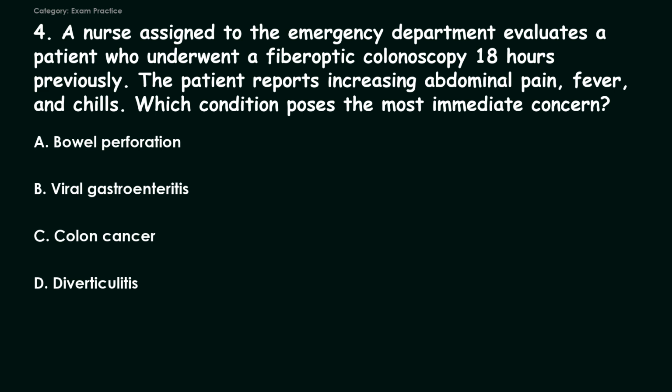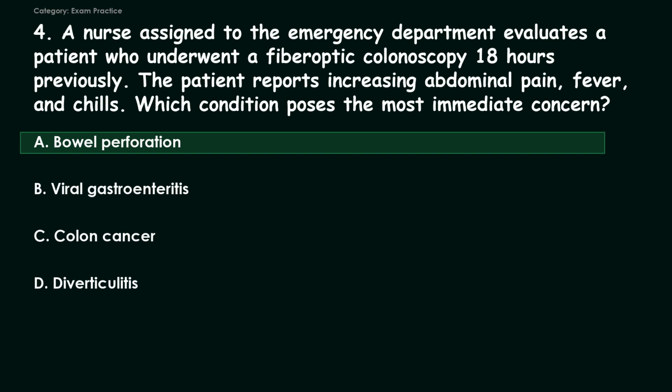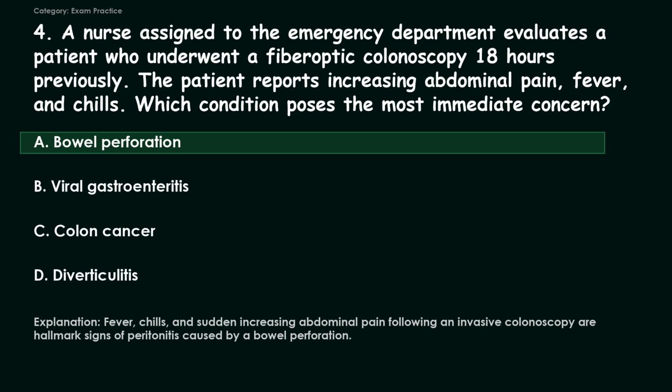18 hours previously. The patient reports increasing abdominal pain, fever, and chills. Which condition poses the most immediate concern? Option A. Bowel perforation. Option B. Viral gastroenteritis. Option C. Colon cancer. Option D. Diverticulitis. The correct answer is option A. Bowel perforation. Fever, chills, and sudden increasing abdominal pain following an invasive colonoscopy are hallmark signs of peritonitis caused by a bowel perforation.